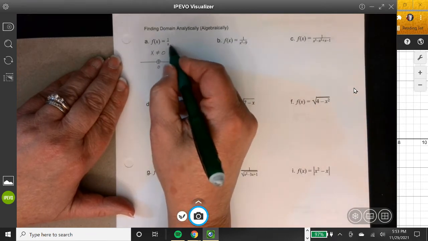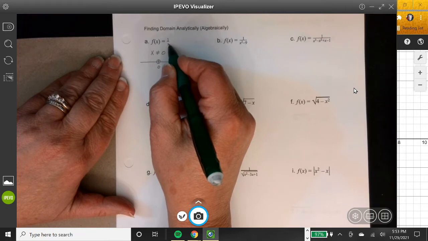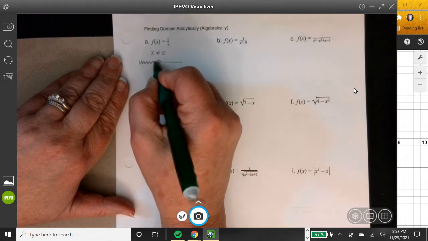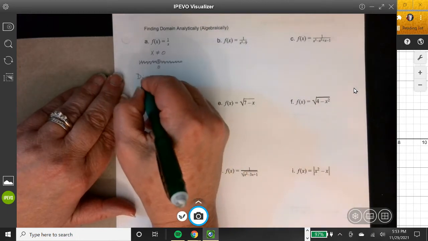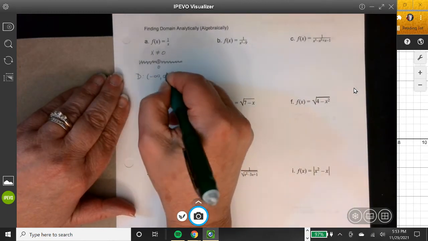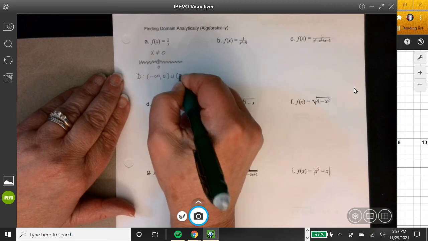But can x be anything else? Could it be 5, 6, 7, 8, negative 50, pi? Sure. So it can be any other number. All right, so I can say then that the domain is negative infinity to 0, not inclusive, union 0 to infinity.